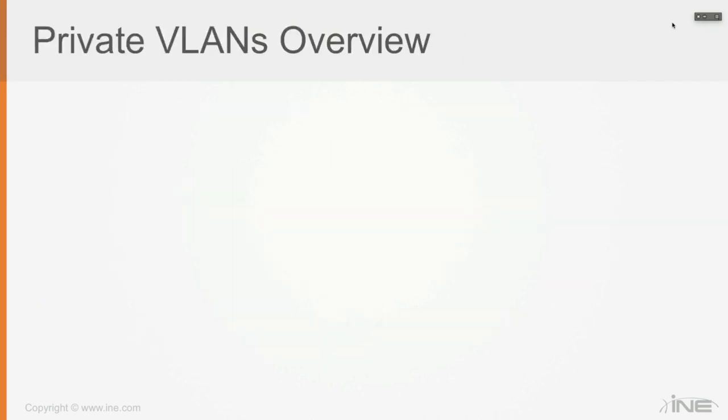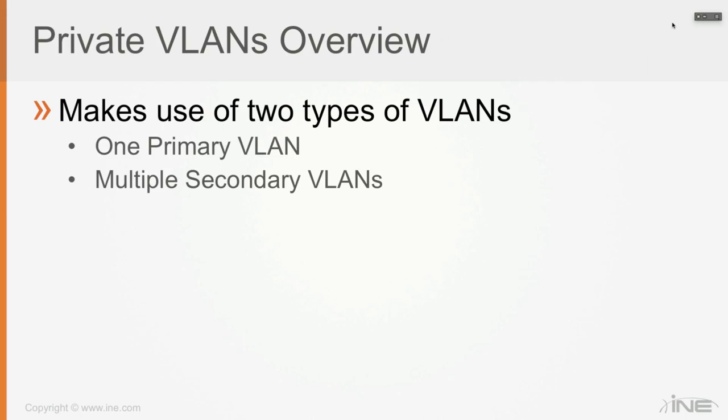So private VLANs, to achieve that goal, to control who can speak with who in the same VLAN, means I need that microsegmentation, which means I'm going to make use of two types of VLANs. I'm going to make use of one primary VLAN and multiple secondary or sub VLANs.